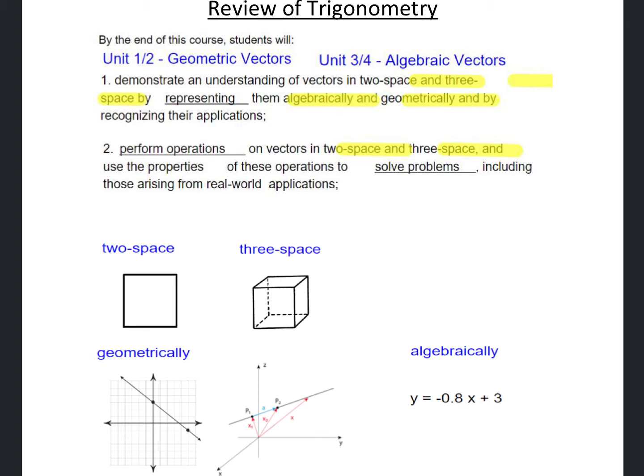Okay, let's get started on the vector unit. So in lesson 1, we are going to start with geometric vectors. Within the vector units, we will look at geometric vectors and algebraic vectors.